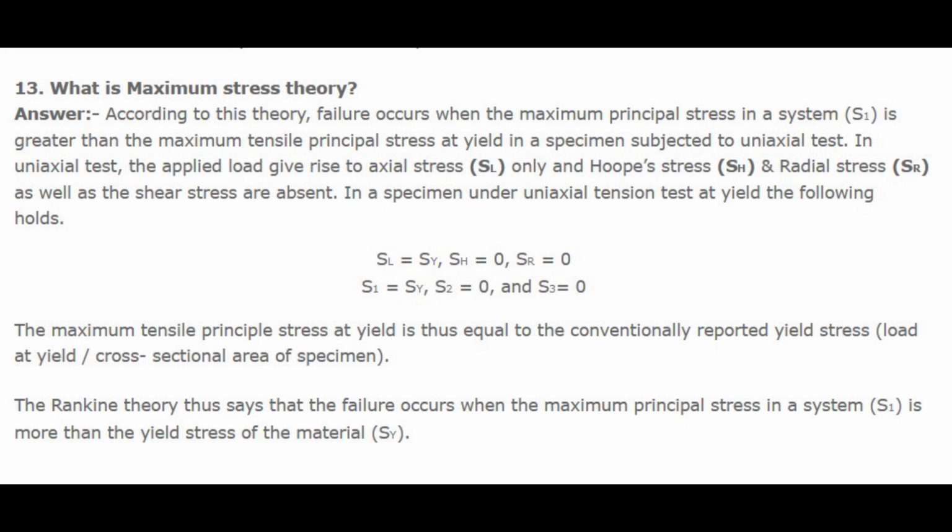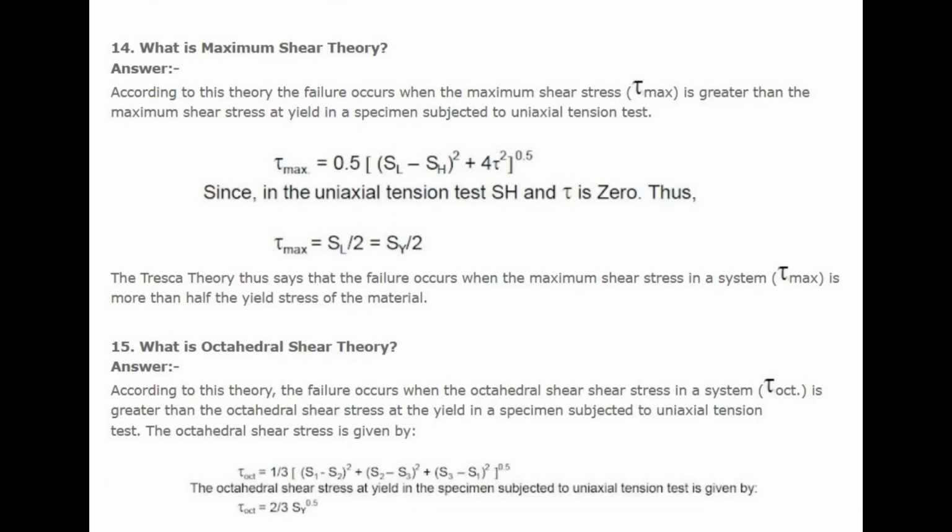Number 14. What is maximum shear theory? Answer. According to this theory, the failure occurs when the maximum shear stress, tau max, is greater than the maximum shear stress at yield in a specimen subjected to uniaxial tension test. Here is the equation. The Tresca theory thus says that the failure occurs when the maximum shear stress in a system, tau max, is more than half the yield stress of the material.